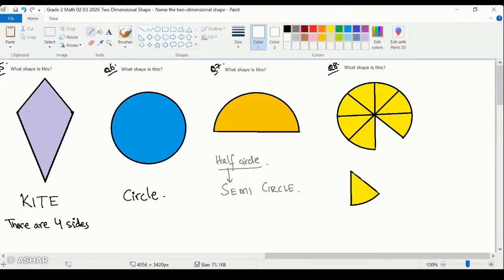And this shape is known as a sector. So now what we can see is a complete circle, half would be a semicircle, and a slice would be known as a sector. Agreed? It could be one slice, it could be 2 slices together, right?